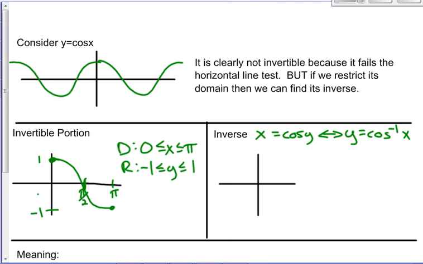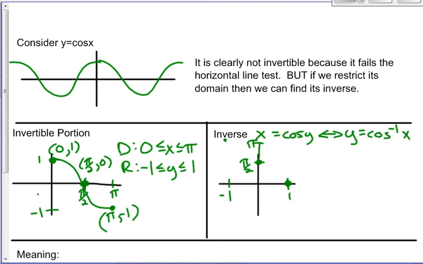And again, we take every point and we flip them. So this one here was the point 0, 1. It's going to become 1, 0. This point right here, this was pi over 2, 0. So it will become 0, pi over 2. And this one here is pi, -1. It will become -1, pi.